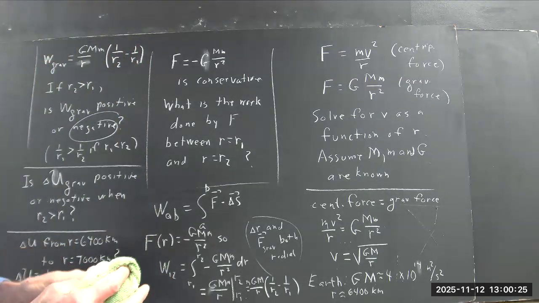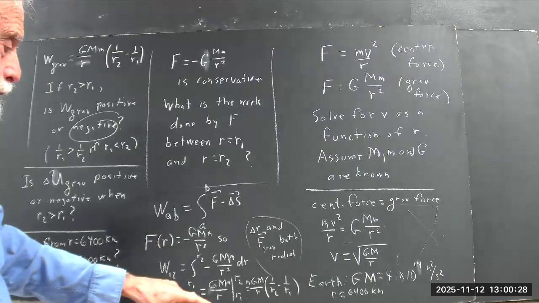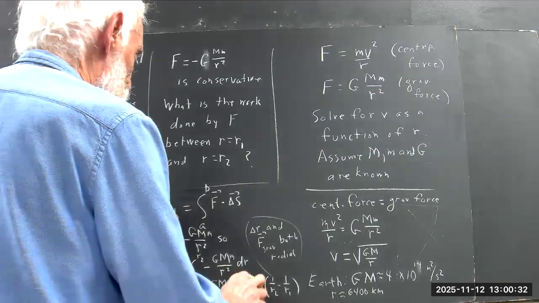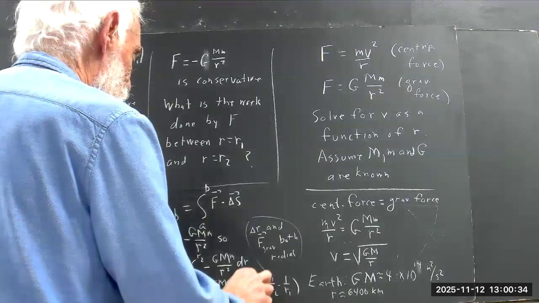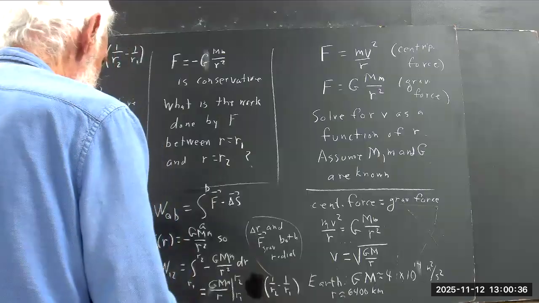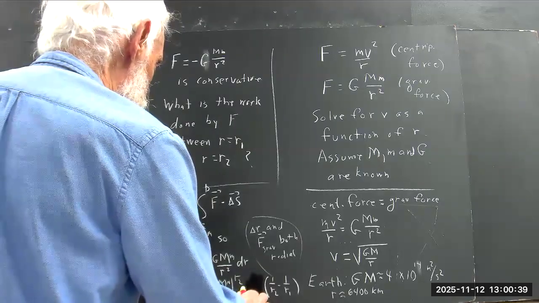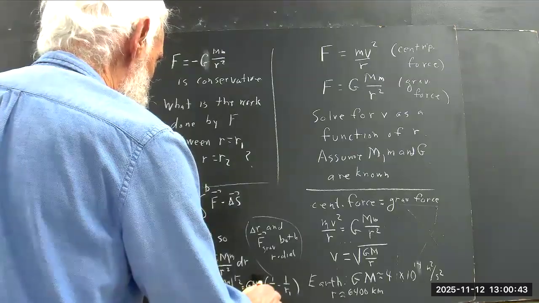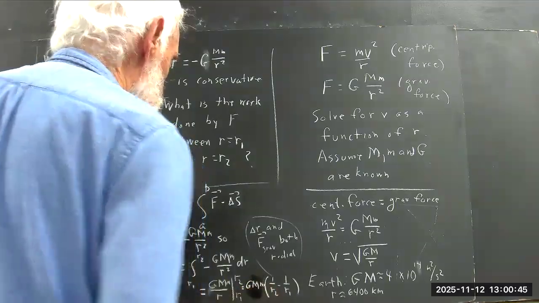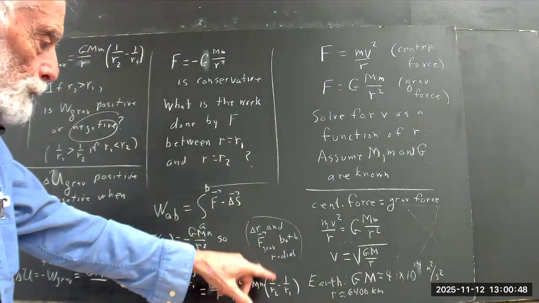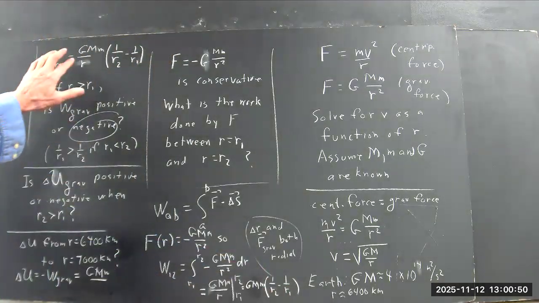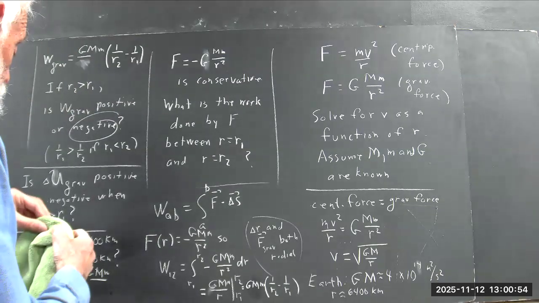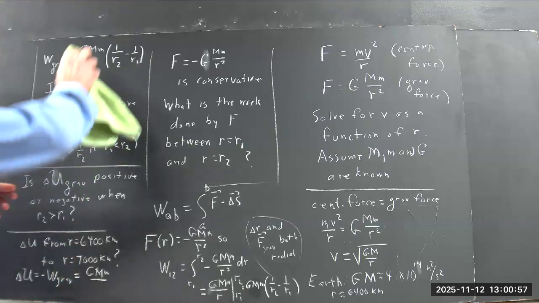Okay, just a stupid little error here. We're substituting R1 and R2 for R, so we're not going to get an R here. We're going to get G, big M, little m times 1 over R2 minus 1 over R1. There's not going to be that R in there.